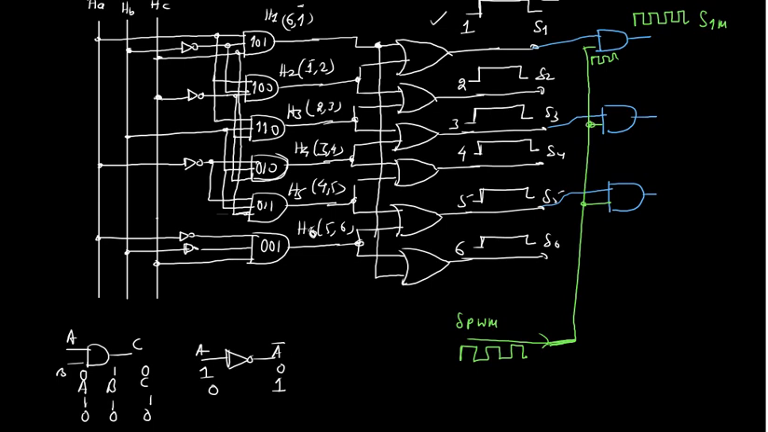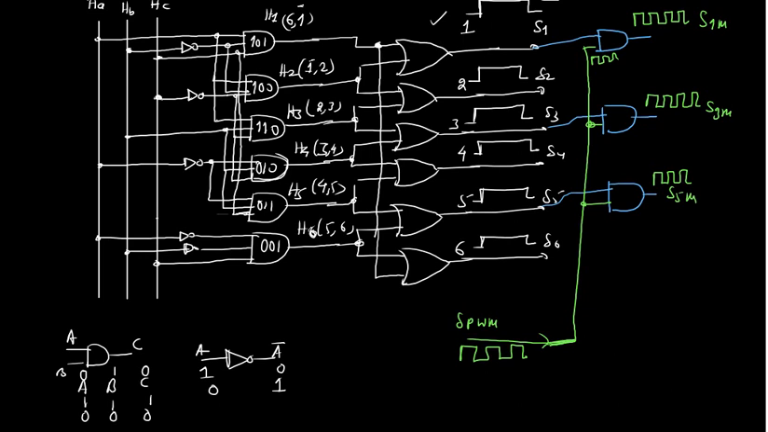So wherever the turn of S3 will come, and because you are ANDing with this PWM, you will get a pulse something like this. So it is S3 modulated. Okay. Similarly here S5 will be modulated. S5 modulated signal is there.